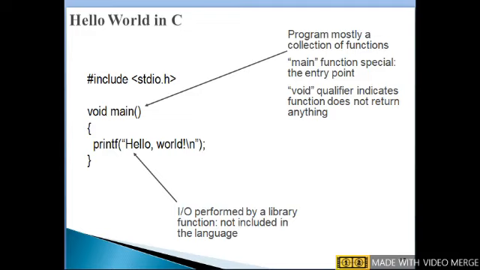Type this program in your Turbo C editor. After typing this program, save the program by pressing the F2 shortcut key, or by pressing the file menu and selecting the save option using the navigation keys, the arrow keys.